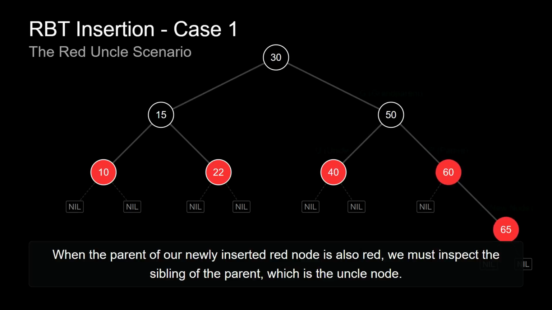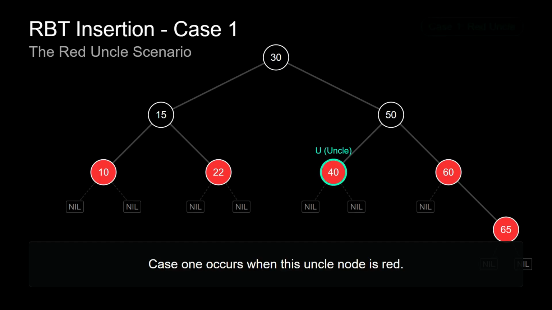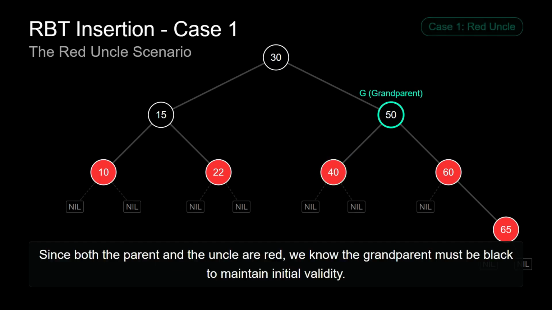When the parent of our newly inserted red node is also red, we must inspect the sibling of the parent, which is the uncle node. Case 1 occurs when this uncle node is red. Since both the parent and the uncle are red, we know the grandparent must be black to maintain initial validity.